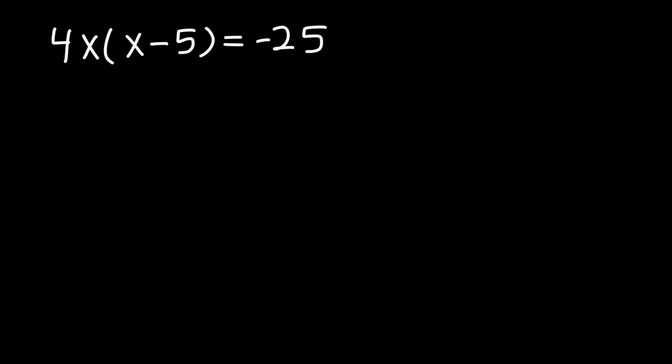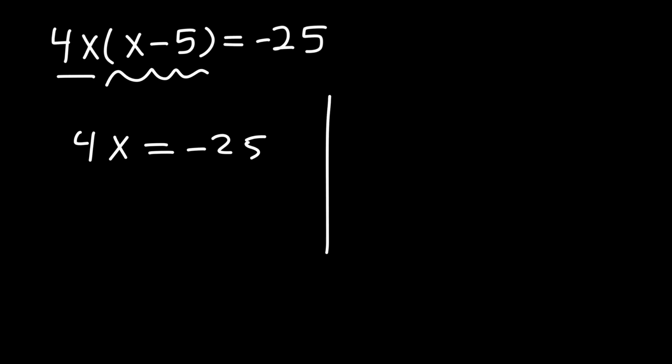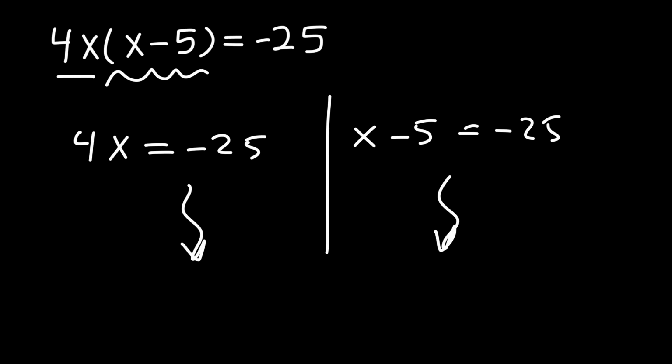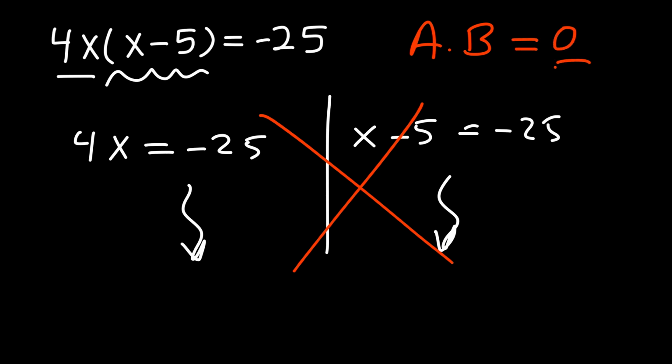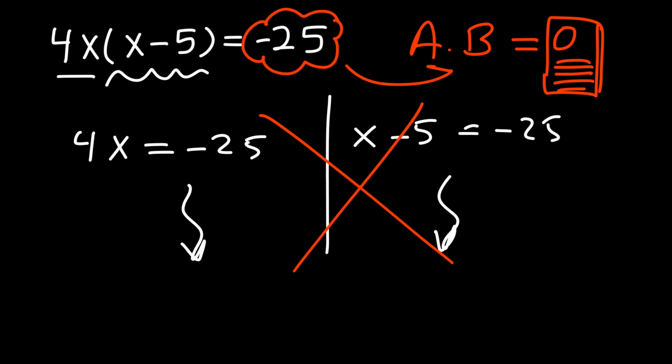Now, one of the most common mistakes that students make is they set each of these factors equal to negative 25. So they will put 4x equal negative 25 or x minus 5 equal negative 25, and they will start solving for x for these two equations. And this is completely wrong. Why? Because the zero product property applies only when we have a times b equal to 0. We should have 0 on the right hand side of the equation. In this case, we have minus 25. So this rule does not apply.